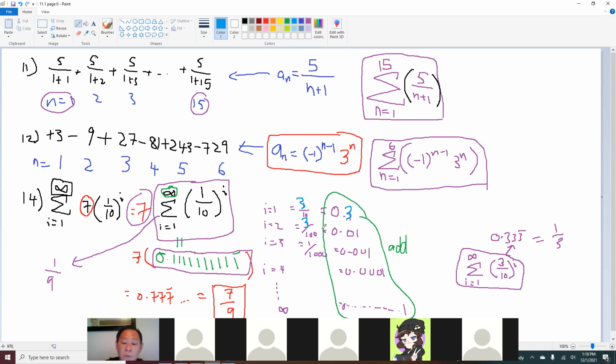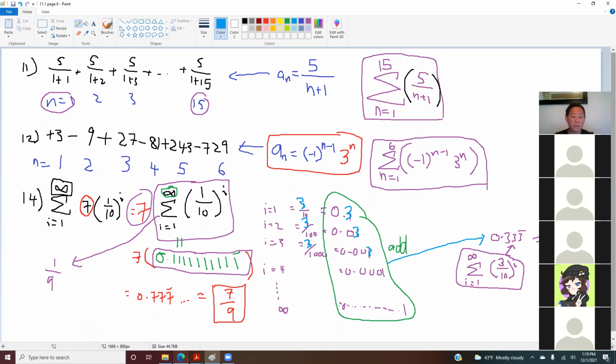So when you got 3/100, it is 0.03. When you got 3/1000, it is 0.003. So when you add all this, you will get 0.33333. So that's why you just change that 1 to become 3. You get all the 0.3s. Okay, so this is how we write that in sequences. Okay, questions for me?